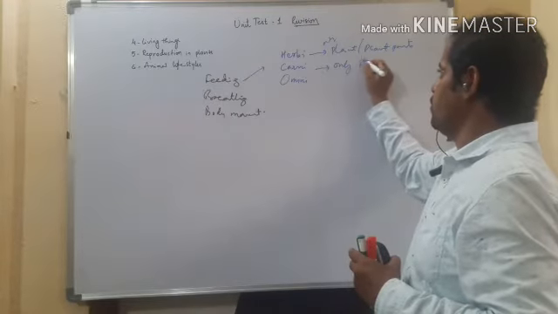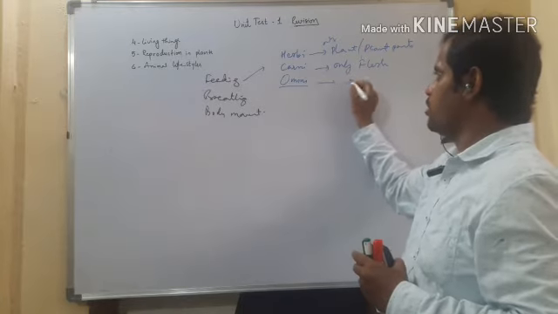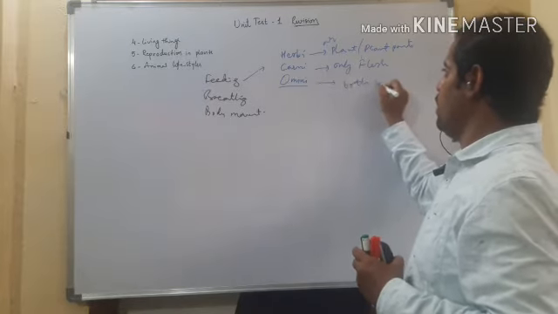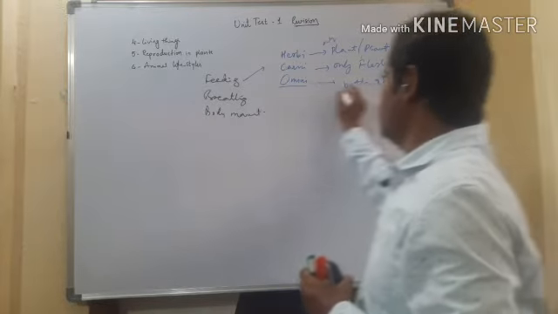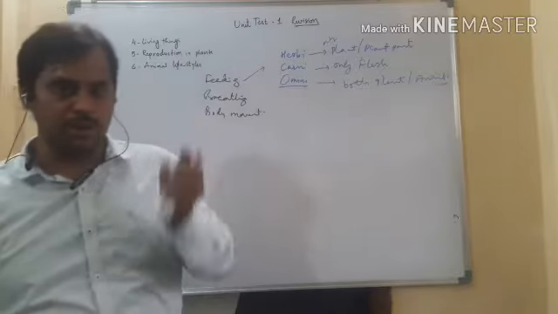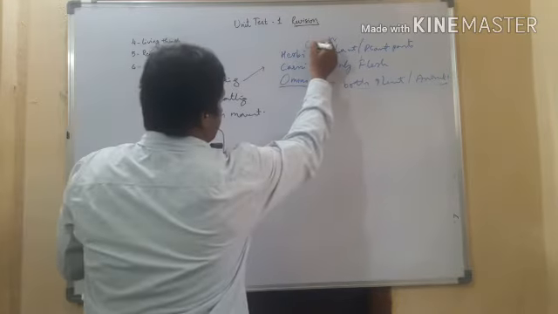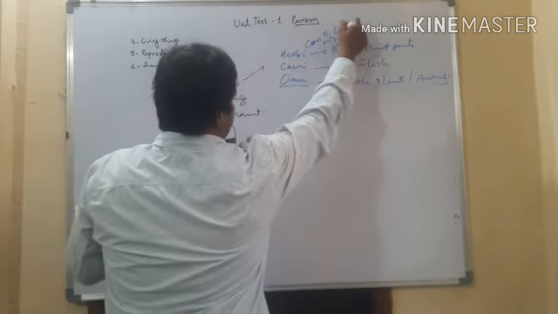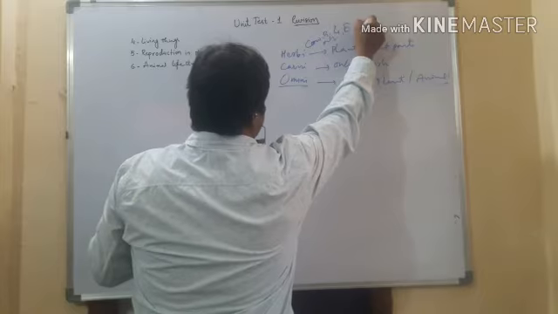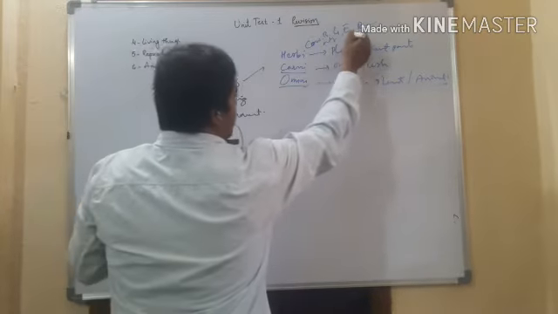Only flesh eating animals are called carnivorous. And omnivorous means both plant and animal. Plant and animal eating organisms are called omnivorous organisms. So herbivorous examples: cow, buffalo, giraffe, elephant, rabbit, all these are examples.